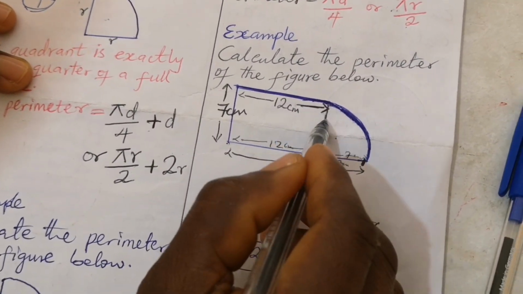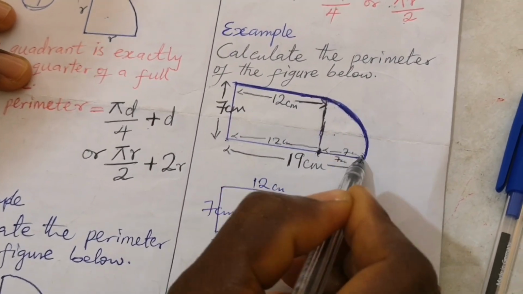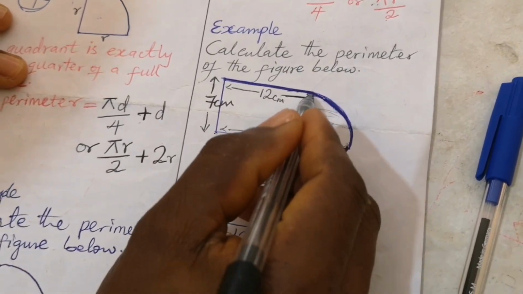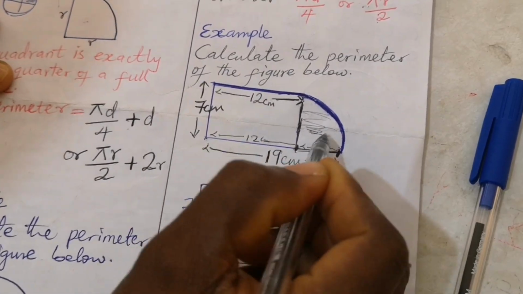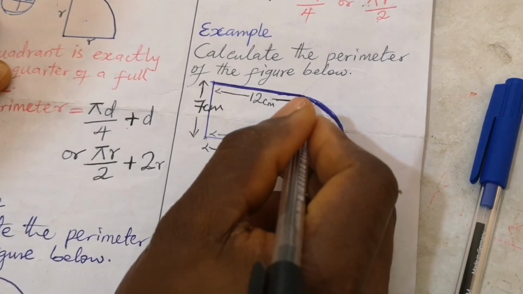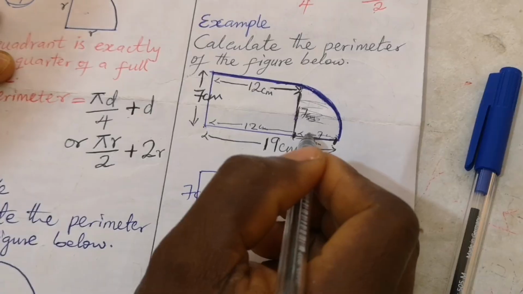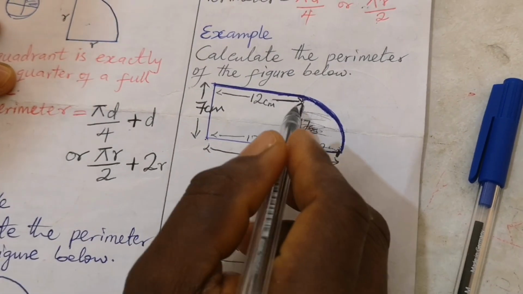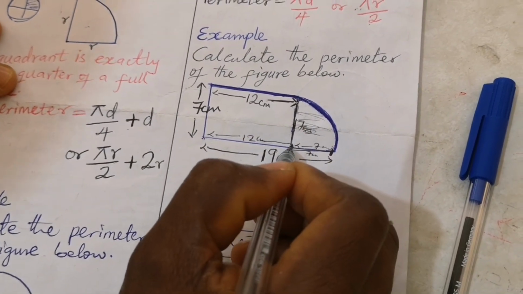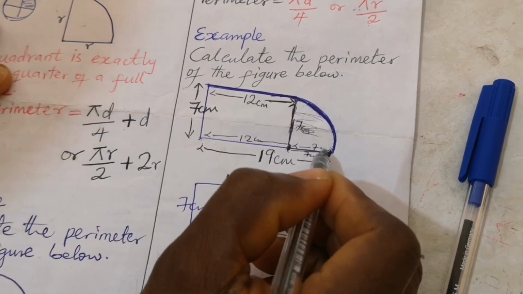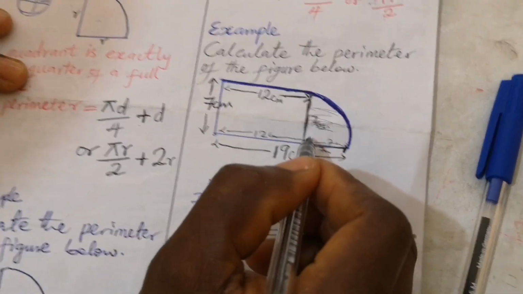This shape from here to this place, this side is a quadrant, and this line is the radius of this quadrant. This line is the radius of the quadrant, which is 7 cm. And how do you know it is the radius? Because this line from here to here is the same as this line from here to here, because radii are always equal. So the radius of this quadrant is 7.